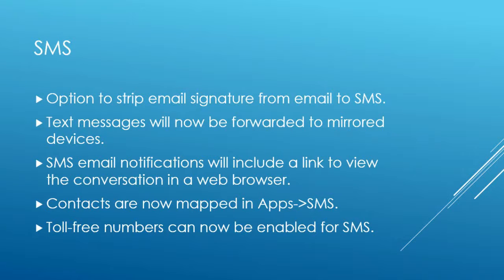In 5.4, an option has been added to strip email signatures from emails sent as SMS. Additionally, SMS sent to a primary extension will now be forwarded to all SMS-capable mirrors of that extension. Also, a link to view the SMS conversation in the browser will be provided when receiving an email SMS notification. In the browser SMS application, contacts are now mapped to phone numbers and extensions. Lastly, toll-free numbers can now be enabled for SMS.